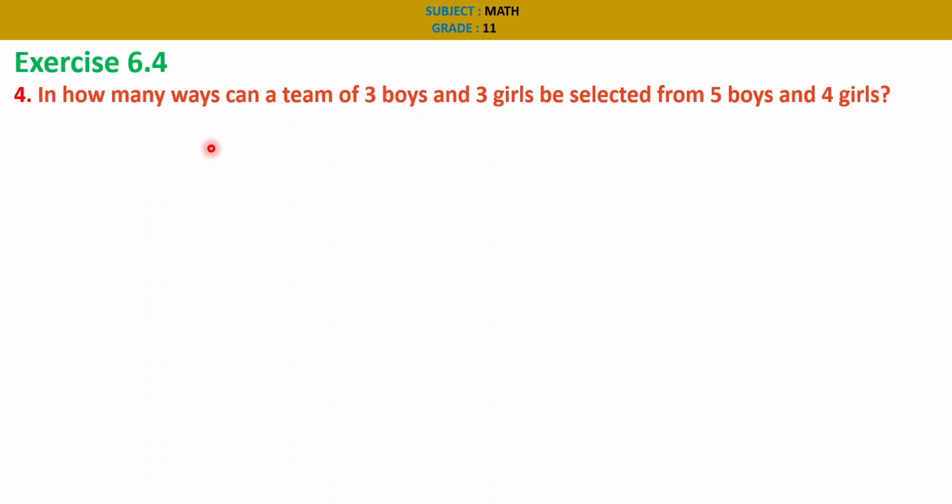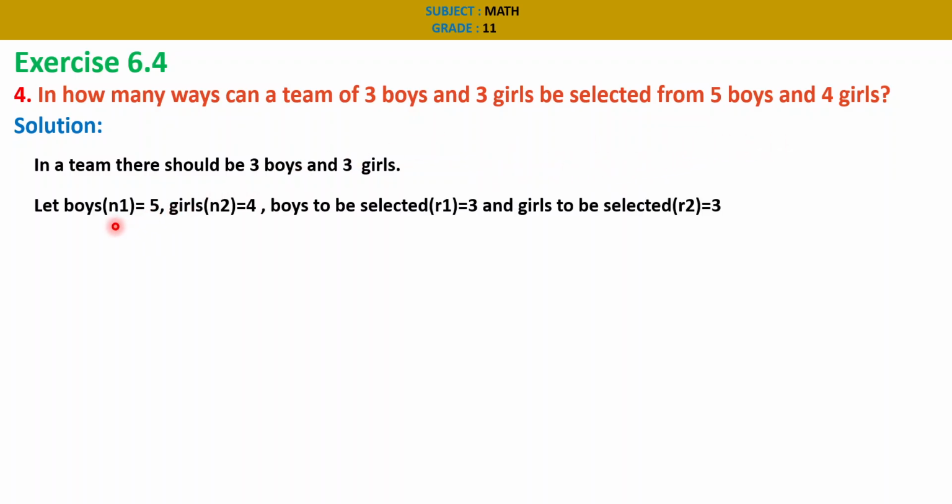In how many ways can a team of 3 boys and 3 girls be selected from 5 boys and 4 girls? So in a team there should be 3 boys and 3 girls, but in total there are 5 boys and 4 girls. Now let us assume n1 as 5 for boys and n2 as 4 for girls, and the boys to be selected r1 as 3 and the girls to be selected r2 as 3.